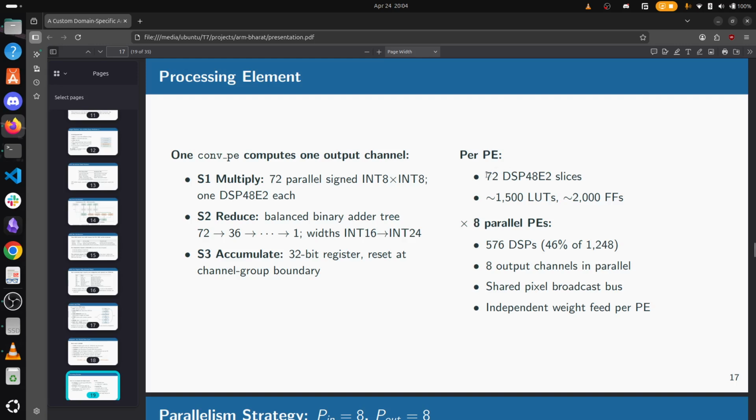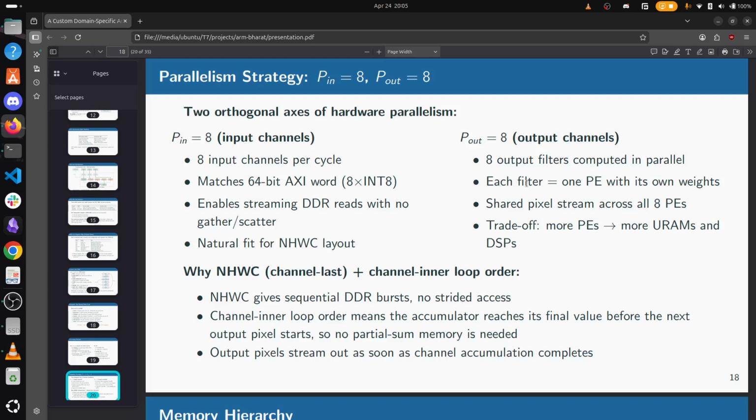Per PE, we are using 72 DSPs. What are DSPs? DSPs are specialized blocks on the FPGA which are very efficient and fast for multiplication and addition operations. So we are trying to maximize the usage of DSP blocks, so that we can perform our multiplication and addition extremely fast. We have two sets of parallelism.